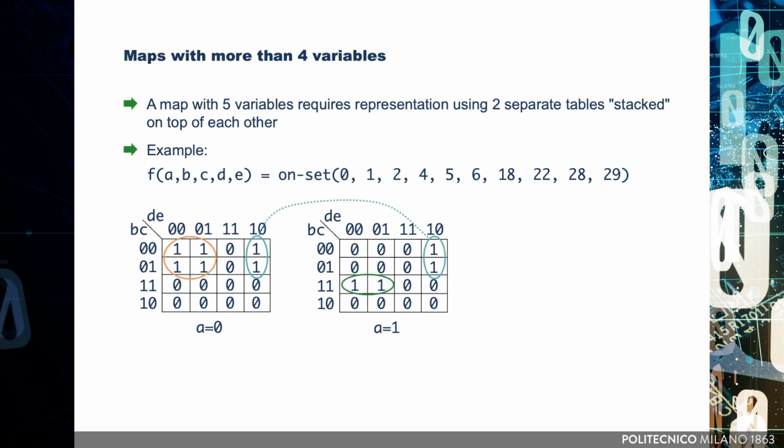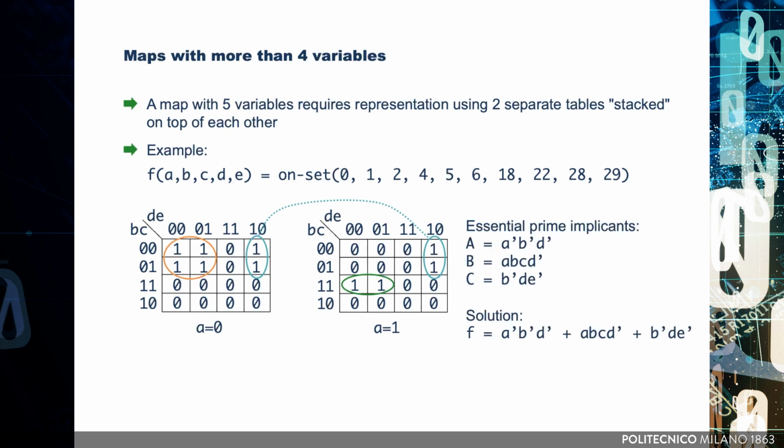Then, we can identify implicants by expanding the grouping on a single table, as done here for the orange grouping on the left or the green one on the right. In constructing the product term, the variable a will appear negated if the grouping is on the left table, and in its positive form if it is on the right table. Additionally, we can identify a grouping that expands in the 3rd dimension when the same elements are grouped on both tables, as seen at the top right on both tables. In this case, having expanded in the 3rd dimension, the variable a disappears from the product term. And here is the expression of the solution.